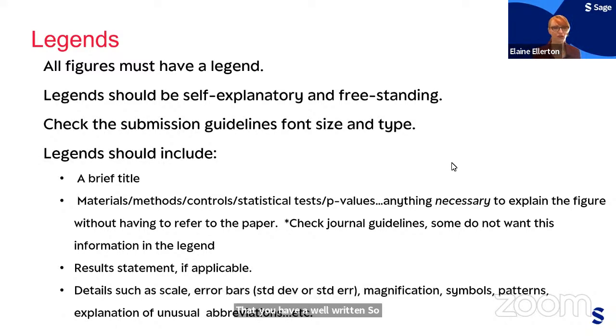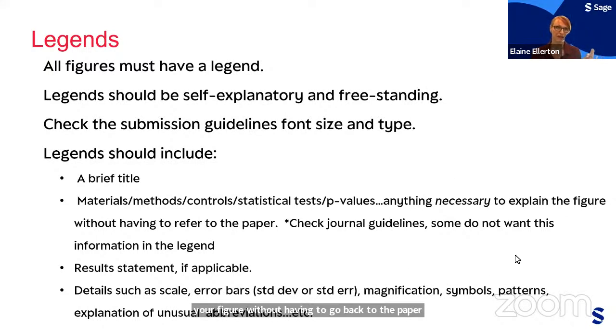They must be self-explanatory. As I said, freestanding, so you shouldn't have to dig through the paper. And always check submission guidelines, because there will be different font sizes and other things in there. So for each journal, check the submission guidelines. But briefly, legends need to have a brief title, just what's going on. You want to put a lot of things in there as briefly as possible, but you really want to have the materials and methods, what controls you used, what statistical tests were used, your p-values, whatever you think is necessary to explain your figure without having to go back to the paper.